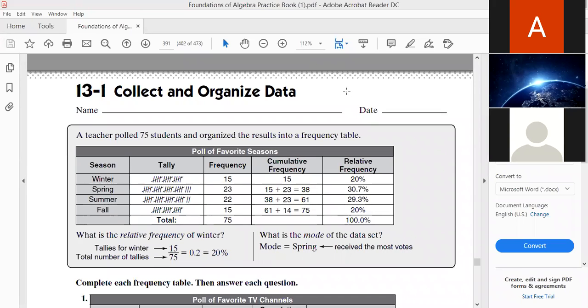Listen, our lesson for today is 13.1, Collect and Organize Data. It's page number 391. Assalamu alaikum. Wa alaikum assalam. We have got the data, okay? And we want to organize this data. Page number 391, Abdulaziz, open this page.